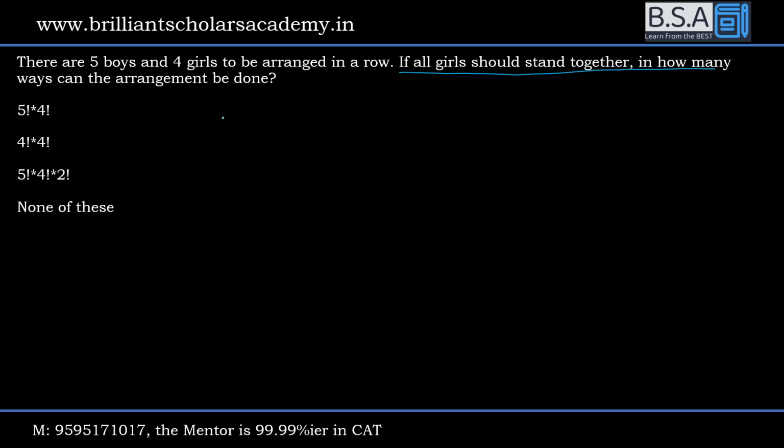In this case, imagine B1, B2, B3, B4, B5. Boys have no restrictions, but all the girls will go together as a group. So there are 6 units, 6 factorial. All the girls are within this group. How many girls? 4. Can the girls be rearranged? Yes. So this is your answer: 6 factorial into 4 factorial.